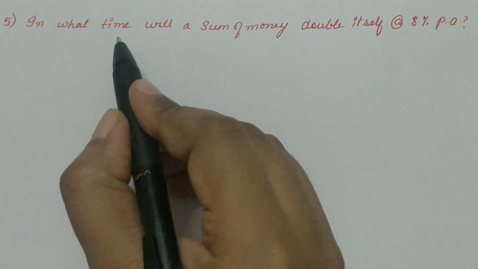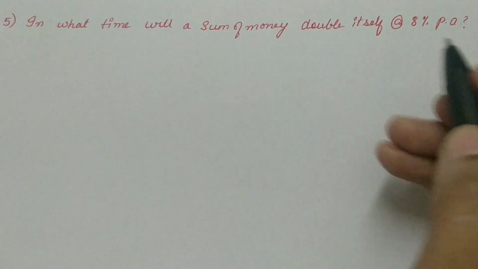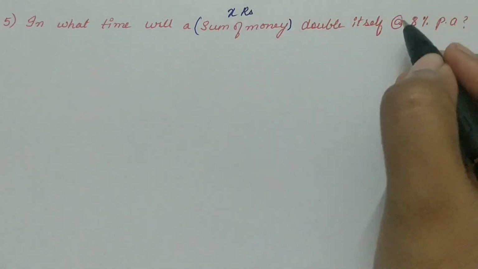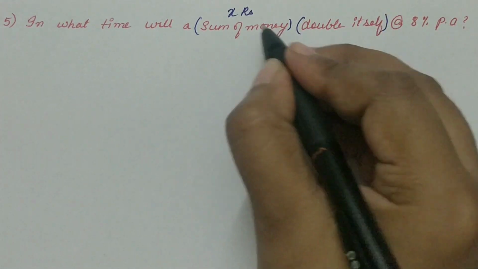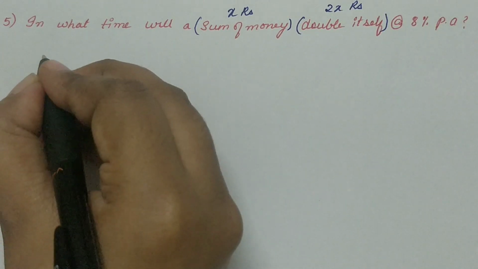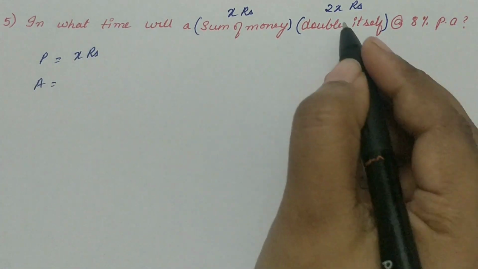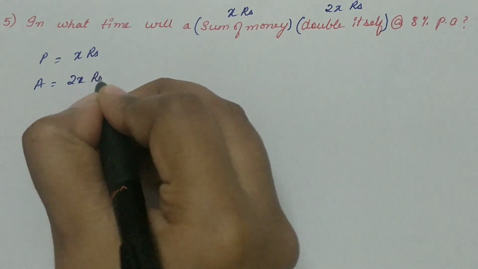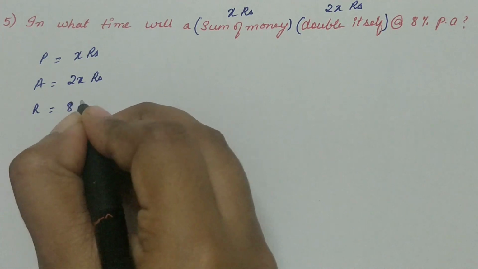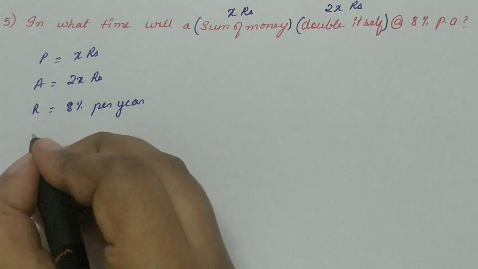Fifth one, in what time will a sum of money double itself at 8% per annum? Let the sum of money be X rupees. Double itself, that is 2 into X, 2X rupees. Therefore, principal equal to X rupees, amount equal to 2X rupees, rate of interest equal to 8% per annum, per year, and we need to find time.